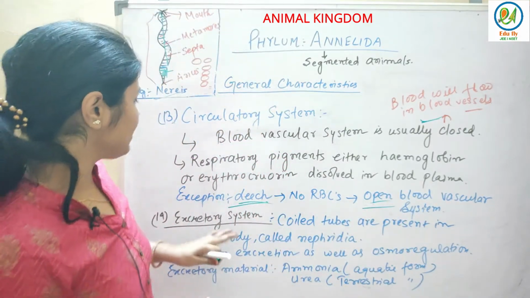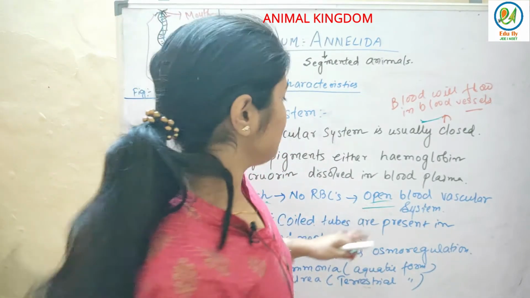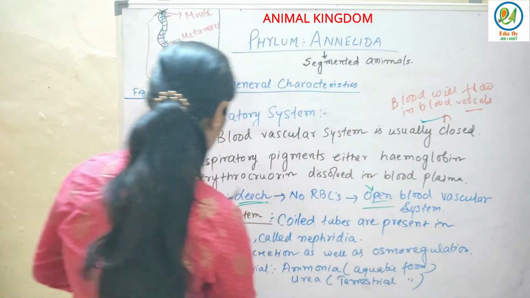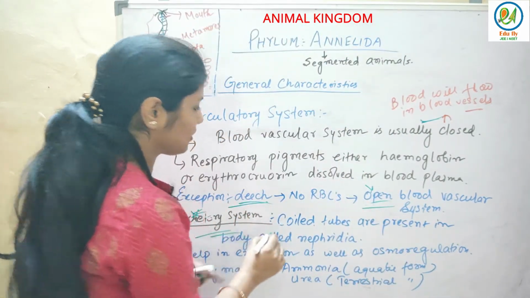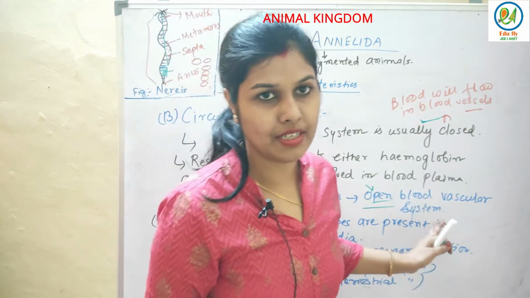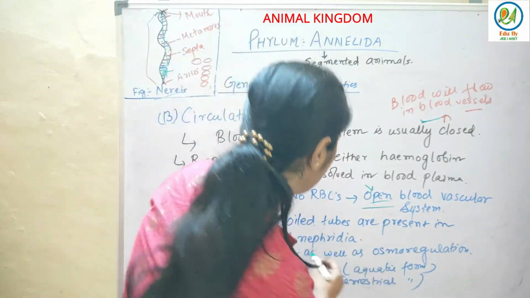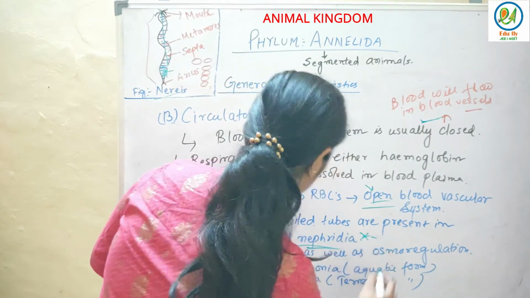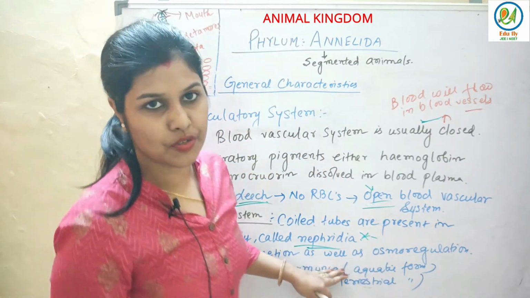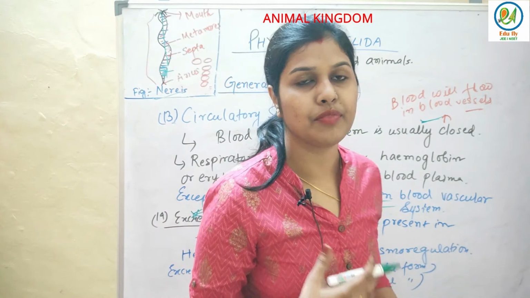Fine. Next is excretory system. Very important, remember from NEET point of view. How does excretion happen? They have coiled tubes present in the body, and it happens with the help of nephridia. Nephridia is very important from NEET point of view. Just remember, they help in excretion as well as osmoregulation. They do both functions.